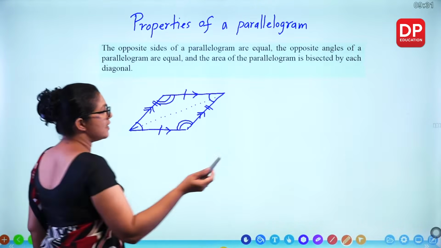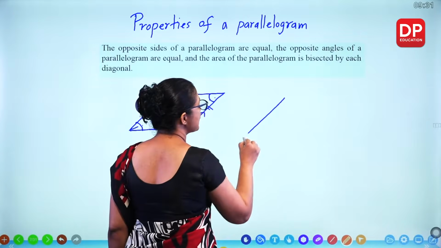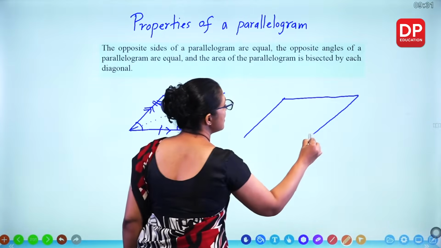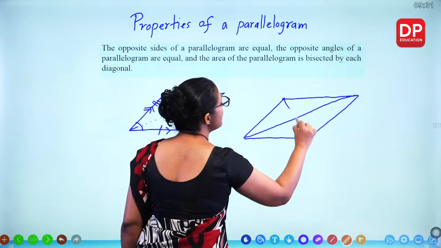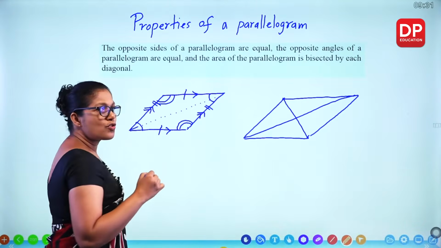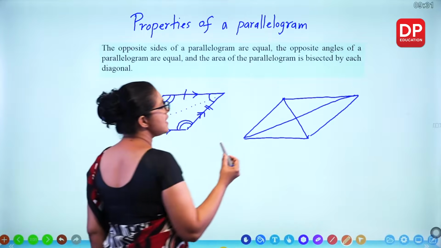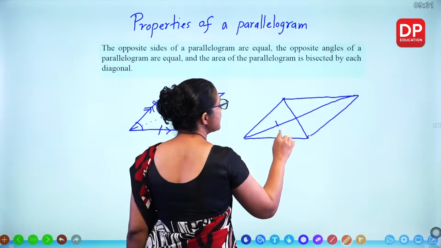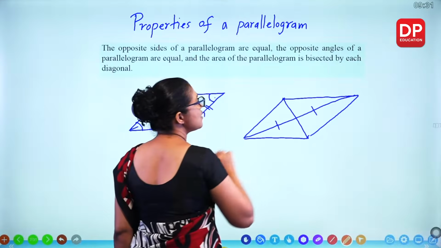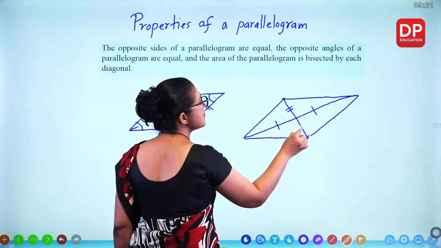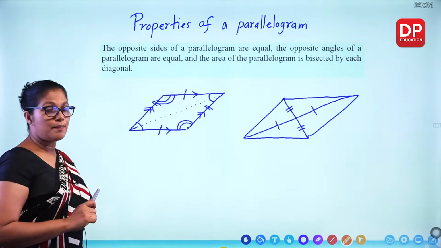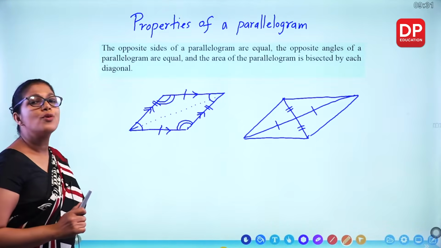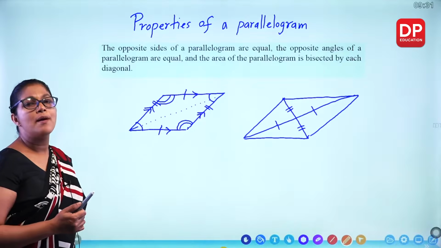And also in theorem number 2, we discussed diagonals. When you take two diagonals like this, those two diagonals bisect each other. That means this length is equal to this one, this length is equal to this one. So according to theorem 1 and 2, those are the properties of a parallelogram.